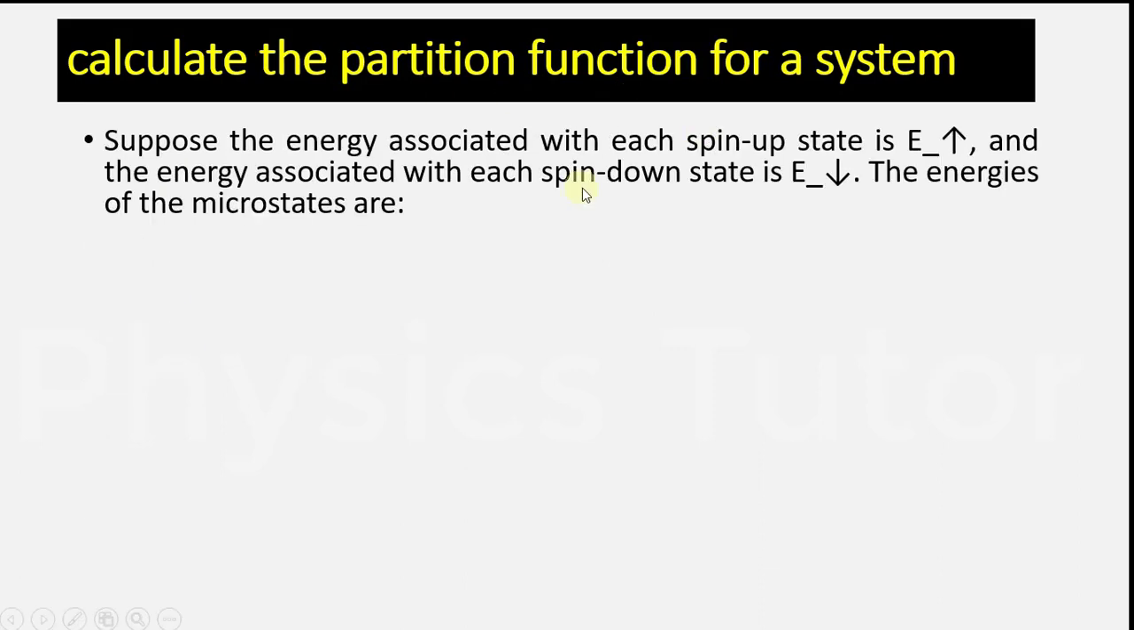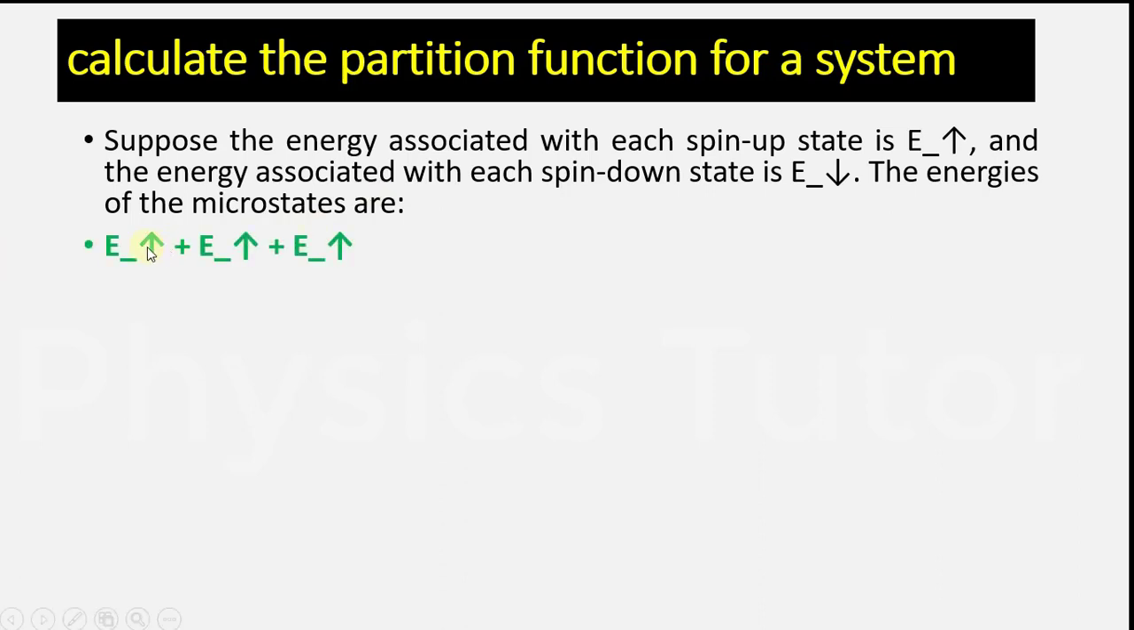Suppose the energy associated with each spin-up state is -E, which shows upward spin, and the energy associated with each spin-down state is +E, which is downward spin. These are the energies of the microstates. As we studied earlier, these microstates tell us about the macroscopic properties, and the macroscopic properties are given by all these microstates, and we sum all these microstate values like this.